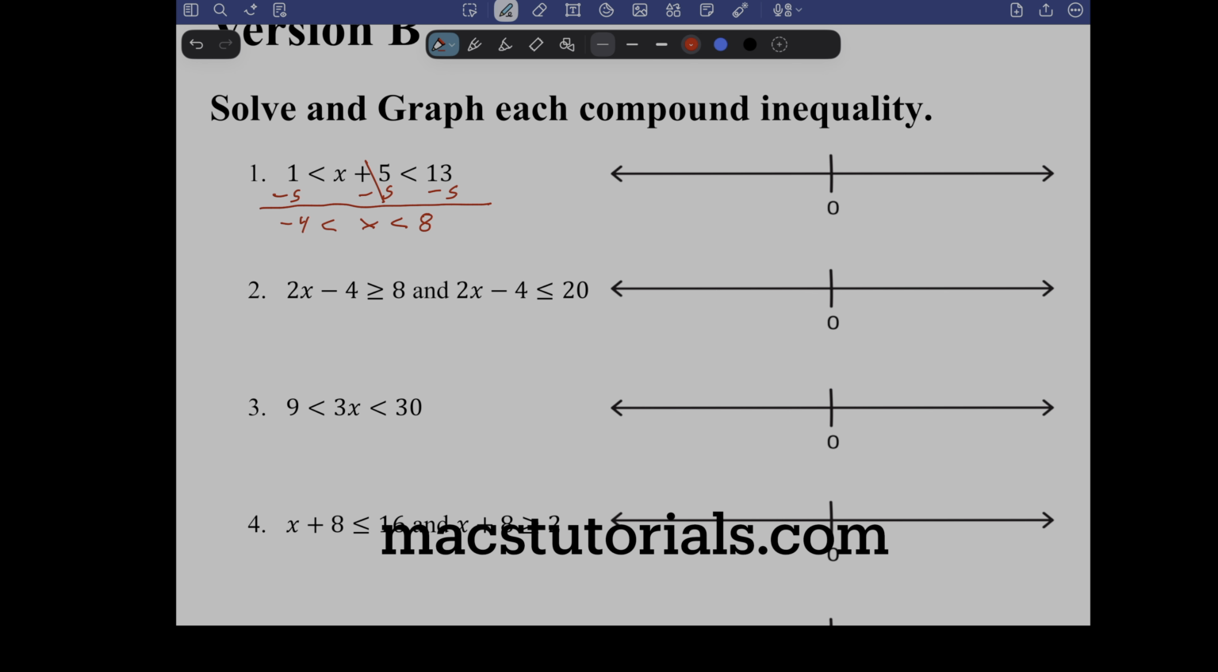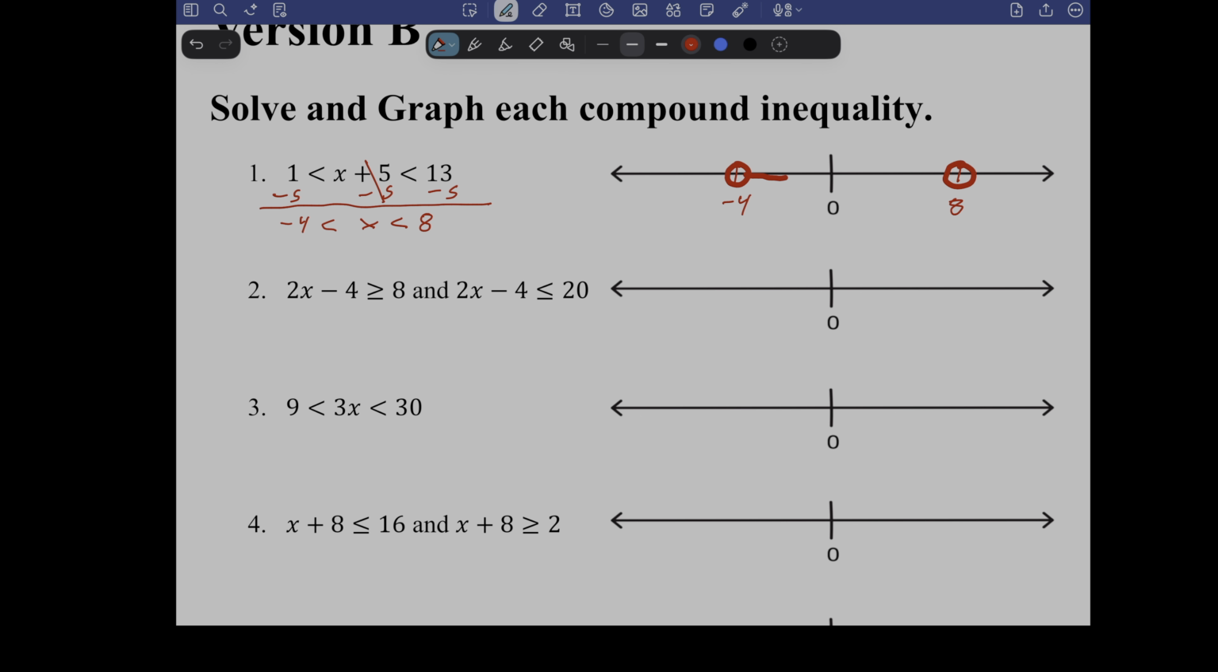Whenever you have an x in between two less than signs, that means you're going to go in between. So now right here, I'm going to draw a negative 4, and here I'm going to draw an 8. Now I notice there are no equal signs on these inequalities, so these are both going to get holes, meaning they don't include the negative 4 and the 8, and the answer is in between. Okay, and that's how we do that.